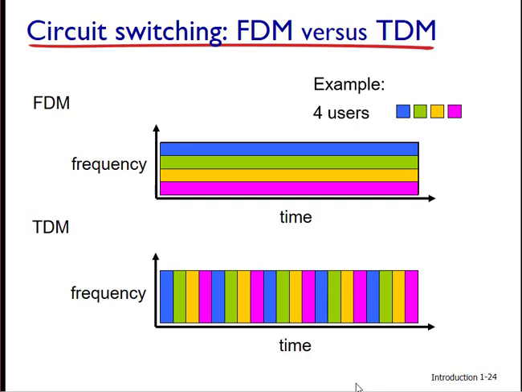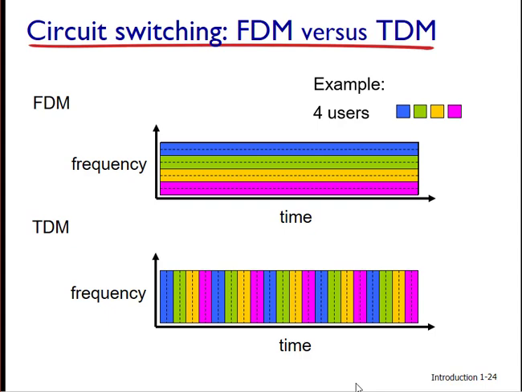For a time division multiplexing link, time is divided into frames of fixed duration, and each frame is divided into a fixed number of time slots, as you can see here. When the network establishes a connection across a link, the network dedicates one time slot in every frame to this connection. These slots are dedicated for the sole use of that connection, with one time slot available for use in every frame to transmit the connection's data.